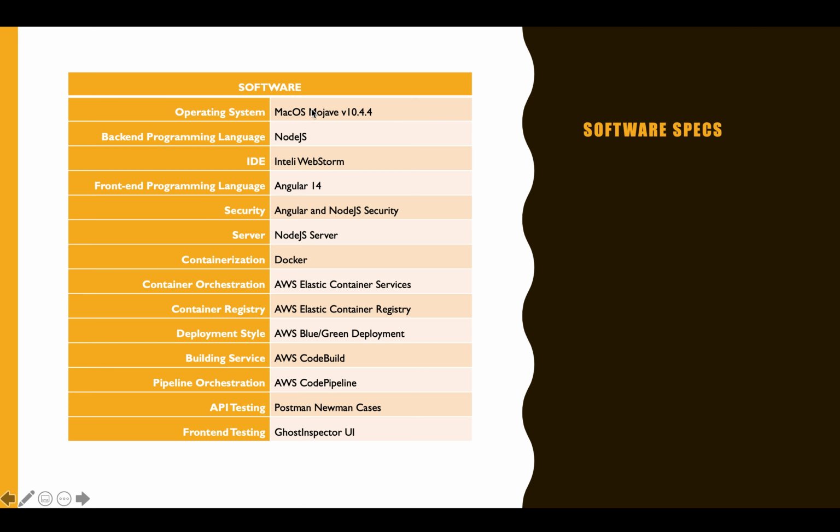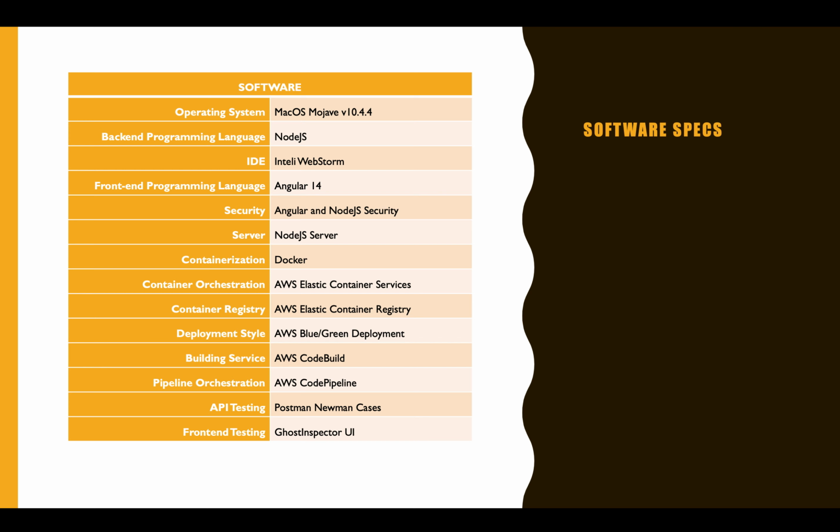The operating system that I built using is Mac OS Mojave, but you can use whatever you want because it's basically a container. Container can run anywhere. The backend programming language is Node.js. The IDE that I've used is IntelliJ WebStorm, and the front-end programming language is Angular 14. The security is default built-in security for Angular and Node.js, and the server that I'm using is a Node.js server that is running on Docker.